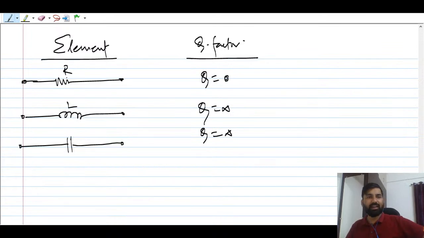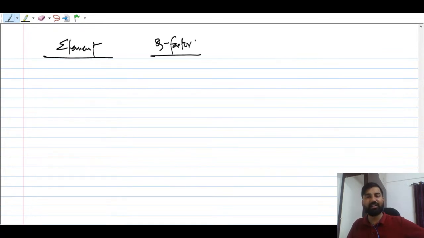And suppose I'm going to combine R and L, right? So let me write these things in the next slide. So here suppose element, and here suppose Q factor. This kind of question you can expect from the Q factor. They might ask what is the Q factor of the given circuit, right? So you should know these.